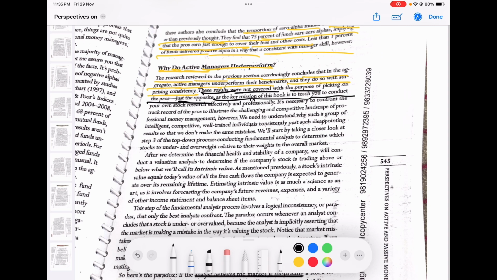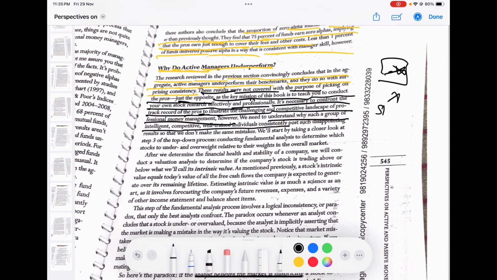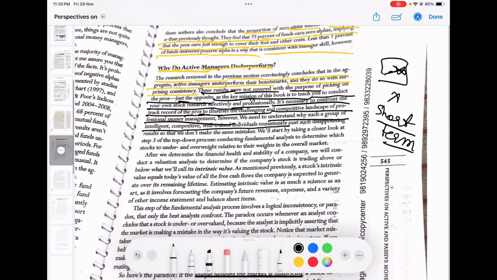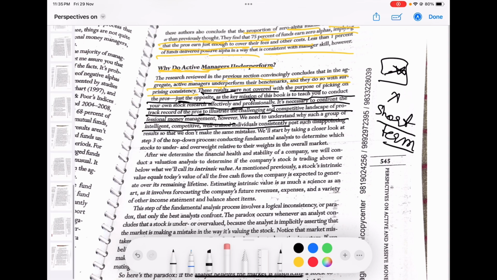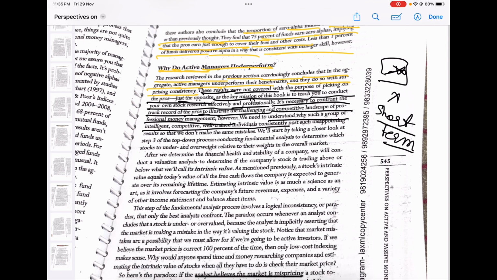As the key mission of this book is to teach you to conduct your own stock research effectively and professionally, it is necessary to confront the track record of the pros to illustrate the challenging and competitive nature of management. We need to understand why such a group of intelligent, competitive, and well-trained people are not showing good results. So it's not to demotivate you or to tell you that you need not do short-term trading. In fact, the reason why we are discussing all these researches is so that you know the kind of mistakes which people make and you can avoid them when you are doing your own practice. Okay.